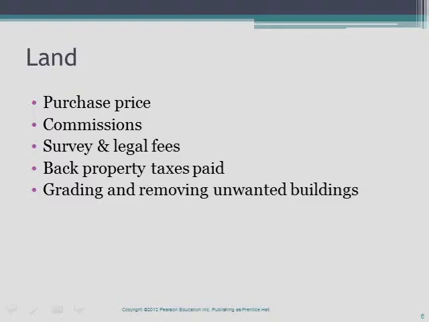The cost of land includes its purchase price, cash plus any note payable given, the brokerage commission, survey fees, legal fees, and any back property taxes that the purchaser pays. Land costs may also include expenditures for grading and clearing the land and for removing unwanted buildings. Remember, the cost of land does not include the cost of fencing, paving, security systems, and lighting. These are separate plant assets called land improvements, and they are subject to depreciation.